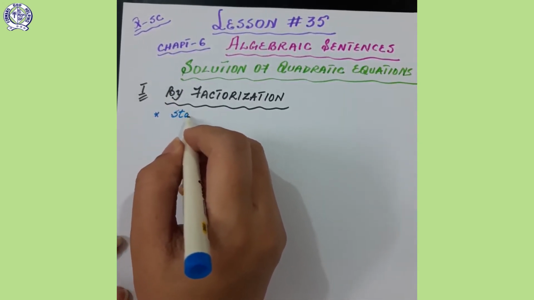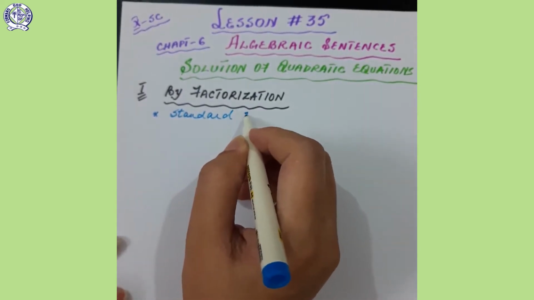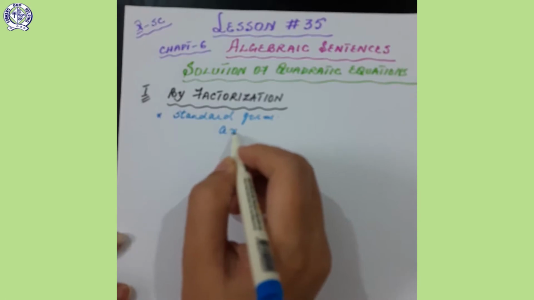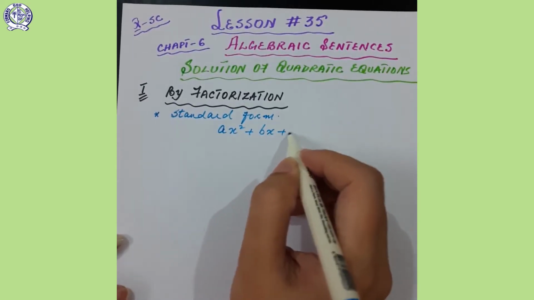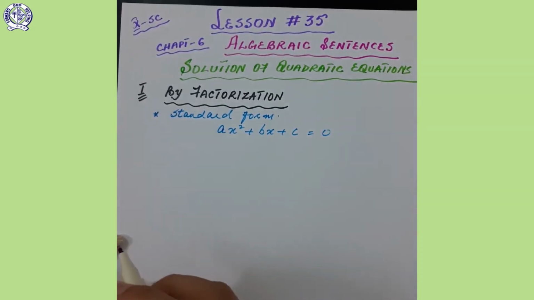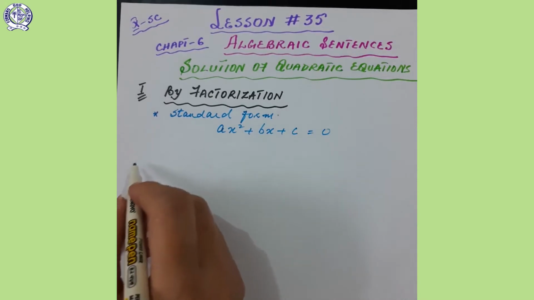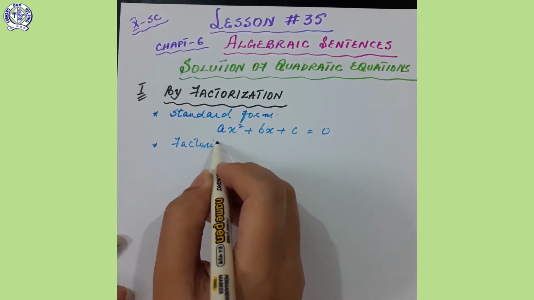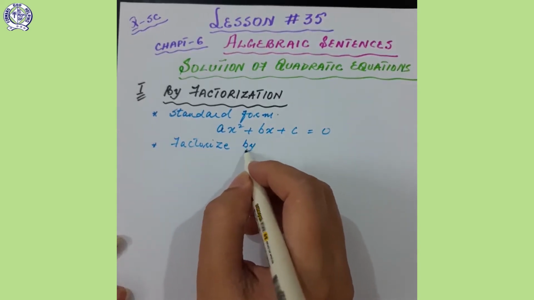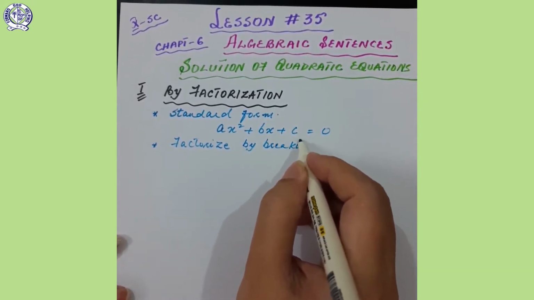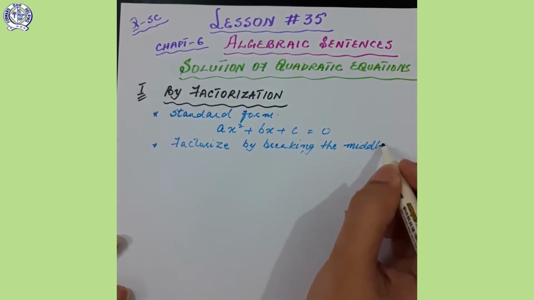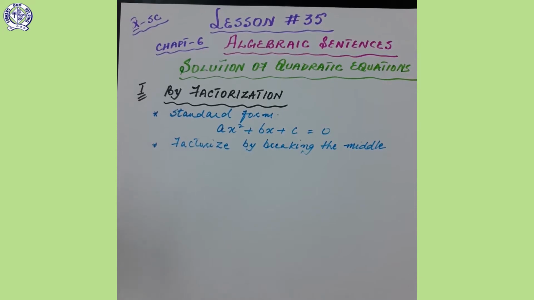What is the standard form? You have already done this standard form when you did quadratic formula. It is ax square plus bx plus c equals to 0. So in this form you have to write the expression. If it is not in order, you will write it in this form. Then the next step is to factorize by breaking the middle term. So these two steps you have to remember when you are applying this method, factorization method. Write the expression in standard form and then you have to solve the question.